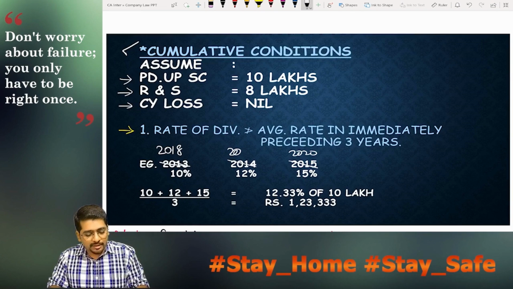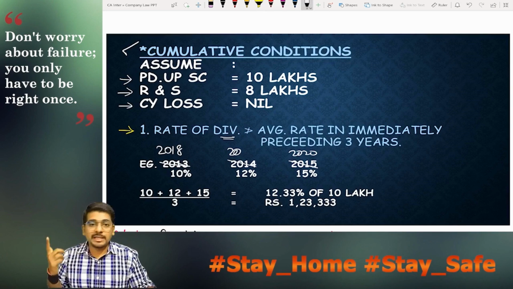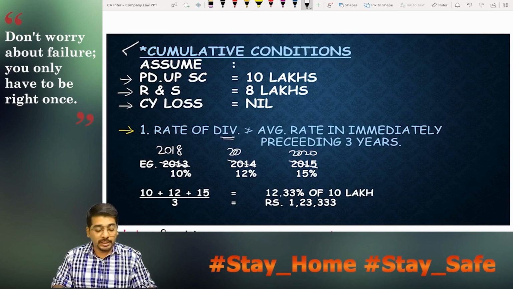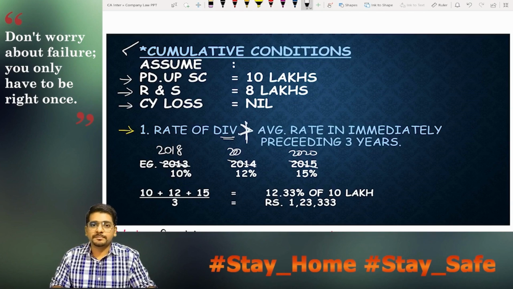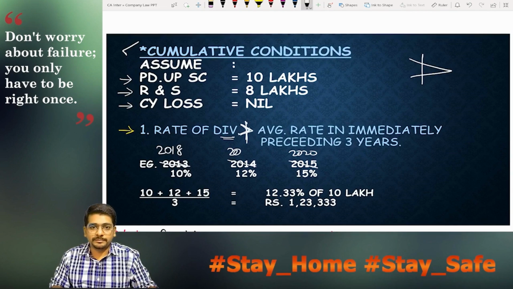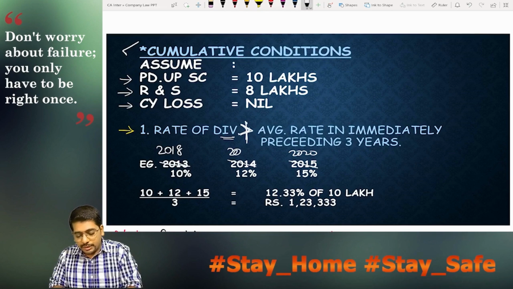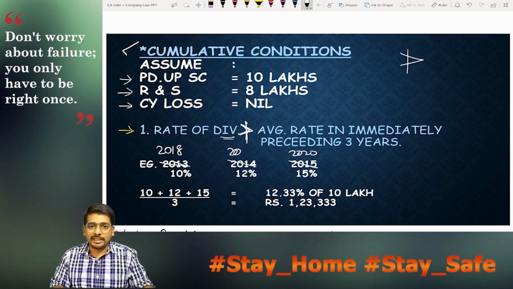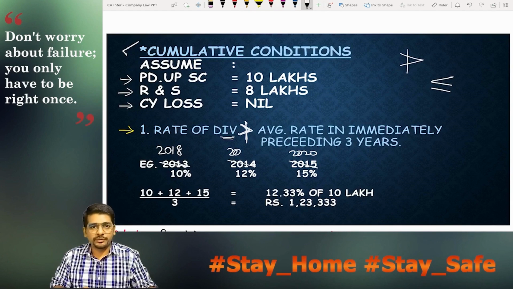Condition number 1 says the rate of dividend, how much rate of dividend you can declare if you are going to use your free reserves for the payment of dividend. In that case, they are saying the rate should be, can you see this sign? Yes, it is more than, and then we have cut it. Cut it means what? Simple, not more than. Sir, instead of writing more than and then cutting it, we could have done it like this also. Less than or equal to. Yes or no?